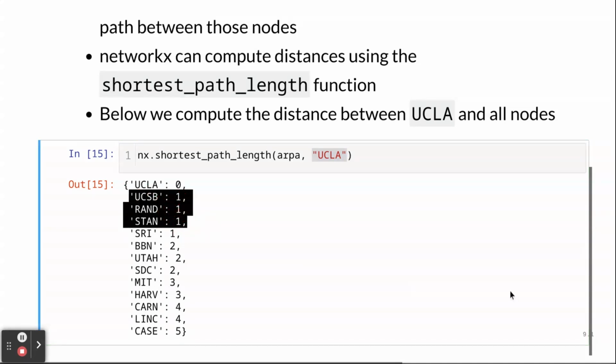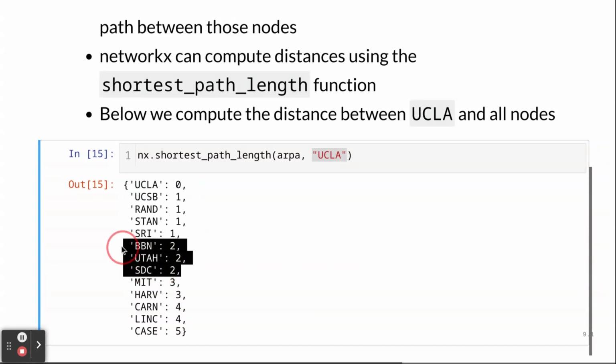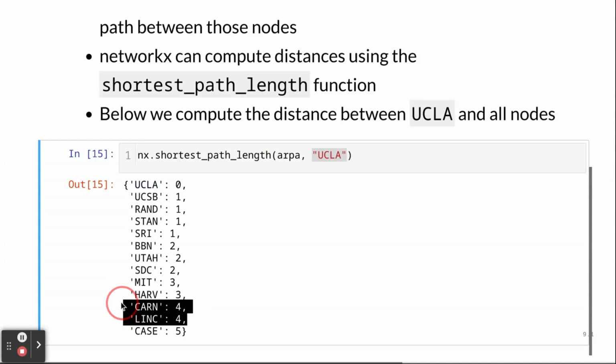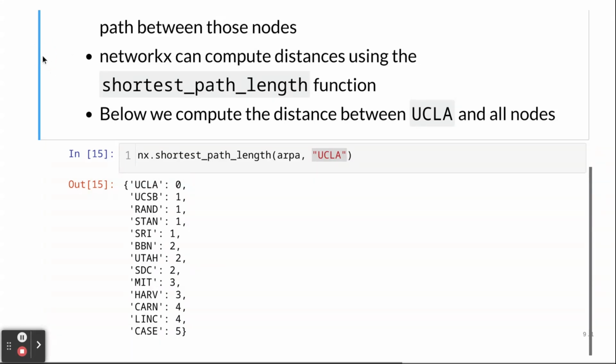All of its direct connections, or nodes to which it has a path or an edge, are at distance 1. We only need to traverse the dedicated connection between UCLA and each of these 4 nodes in order to arrive there. There are a handful that are then reachable by crossing an additional path or additional edge, and these would be at distance 2. There are a couple more at distance 3 and distance 4, and finally, Case here is the furthest node from UCLA at a distance of 5.